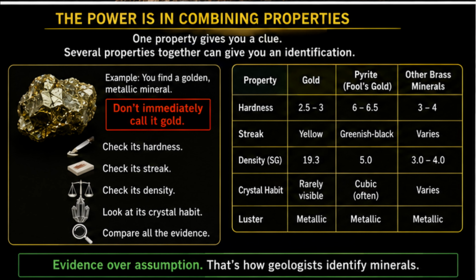The real power comes from combining these properties. For example, imagine you find a golden metallic mineral. Do not immediately call it gold. Check its hardness, check its streak, check its density, look at its crystal habit, and compare all of this evidence. That is how geologists approach mineral identification. One property gives you a clue. Several properties together give you the best identification.